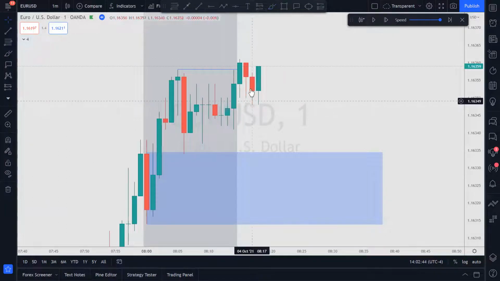Look at these wicks, the wicks to the bottom. They're holding up, and price just closed a bullish order block here. We go past this high, that's a valid order block, and I'm going to make note of it.